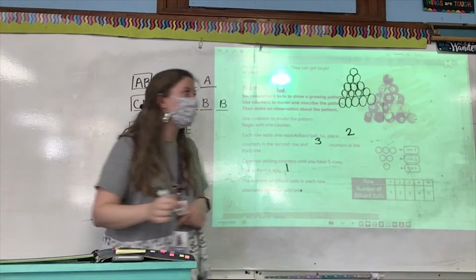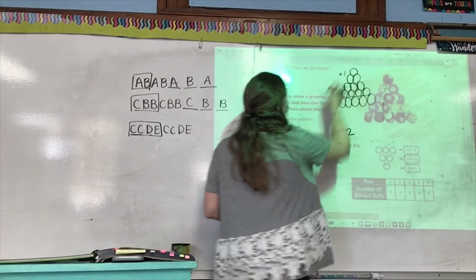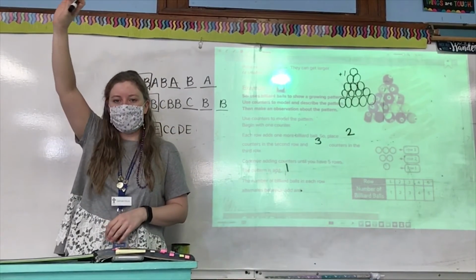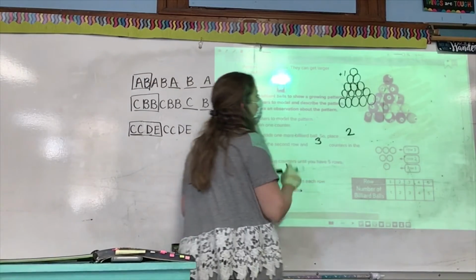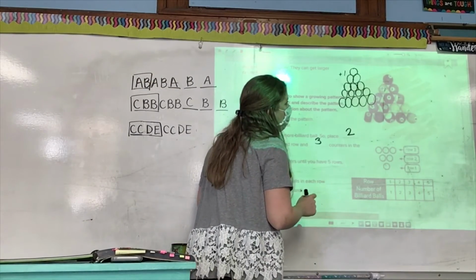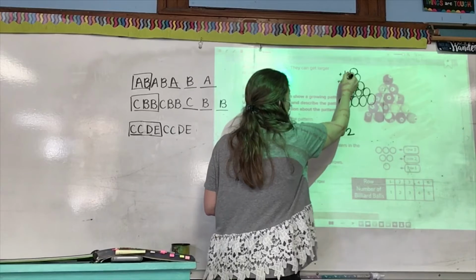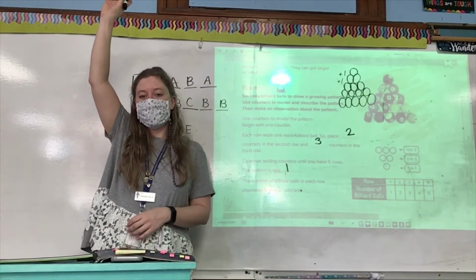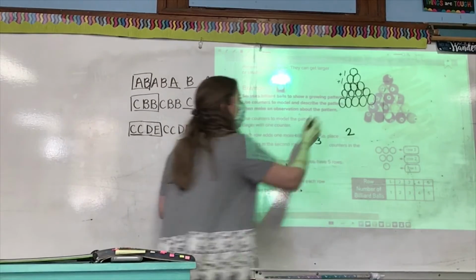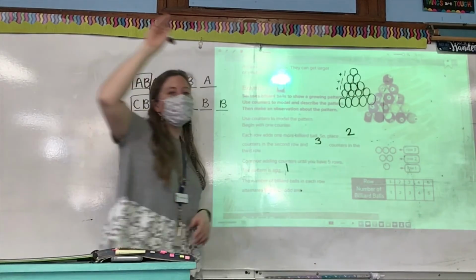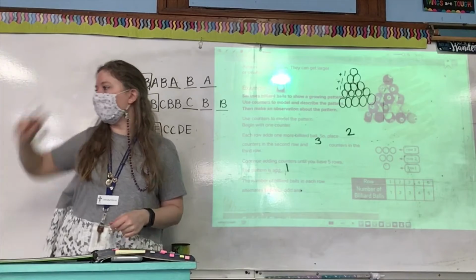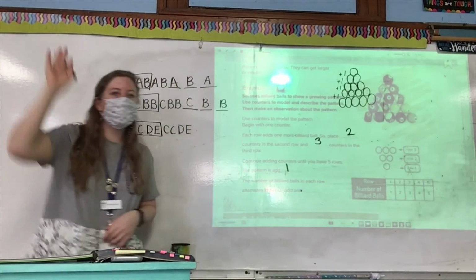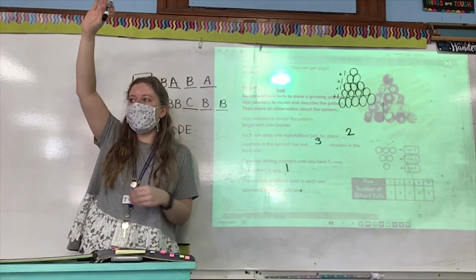Kingston. Add 1. What do I do to 2 to get 3? Carla. We add 1. What do I do to 3 to get 4? Smith. Add 1. What do I do to 4 to get 5? Mason. Add 1. What do you think I would do next if I wanted to keep going?